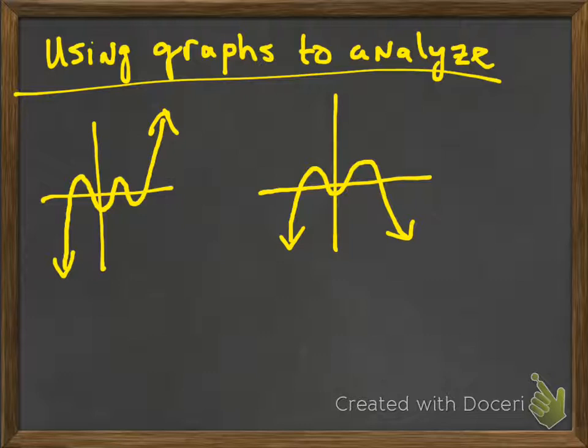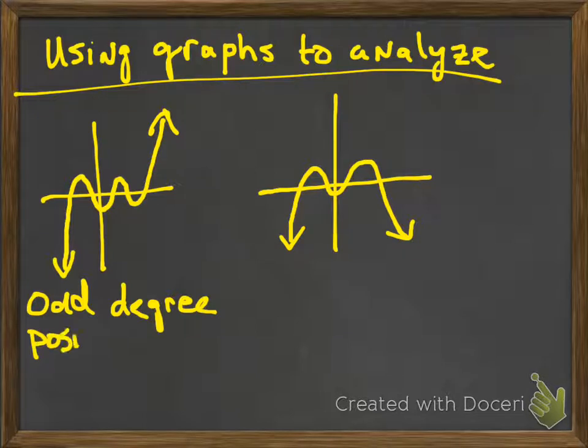Now on the first graph you can see here that they're going in opposite directions, so that should tell you that it's an odd degree. Then the other one, since it goes negative to negative, positive to positive, the leading coefficient should be positive.